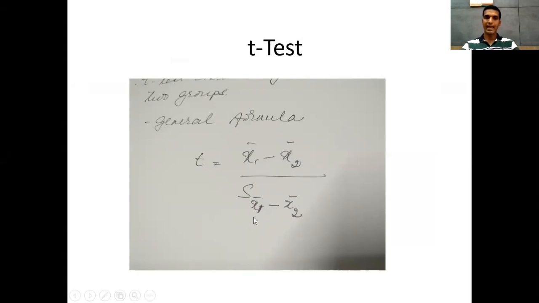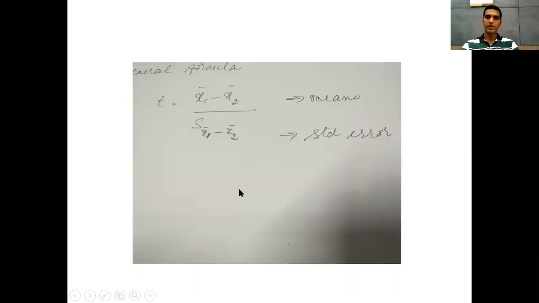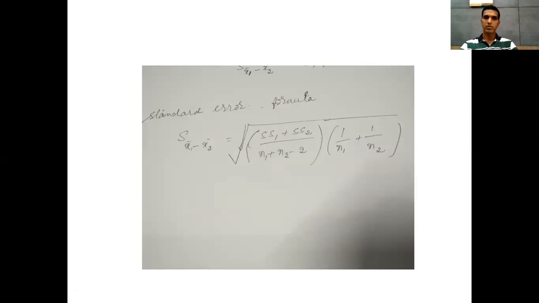And this is the standard error, something known as the standard error. Now, what is the standard error? Before finding out t-test, we have to find out what this standard error is. That has to be included in this t-test formula. So first, we have to find out standard error. Now, there's a formula also to find out the standard error.